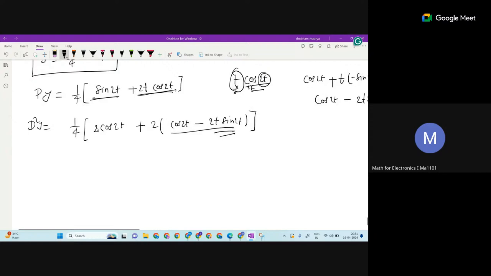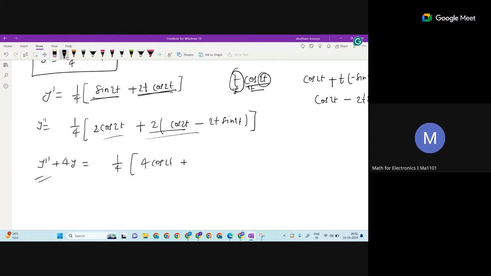Now our differential equation is d square, which is the double prime. We can just use the double derivative, so y prime and y double prime. It will be good. Our differential equation is y double prime plus 4y. So let's substitute here. This is 1 by 4, and y double prime is this one: 1 by 4 times 2 cos 2t plus 2 cos 2t, which is 4 cos 2t, and minus 4t sine 2t. This is our y double prime. And then 4 times t by 4 sine 2t.